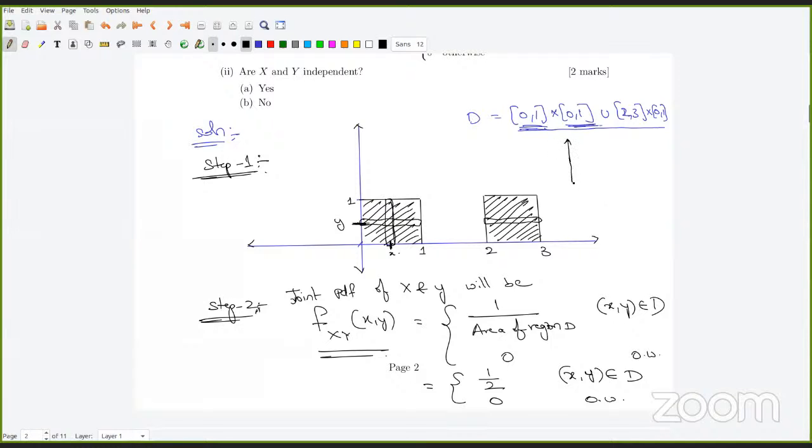If you look at it in the 3D picture of this, why do we integrate and why is it 1 by area? The joint PDF is actually 1 by the area of region D. Here, if you consider the XYZ plane, where Z represents the density function f(x, y), and let's say this is y and this is x, the actual picture will be half units above.